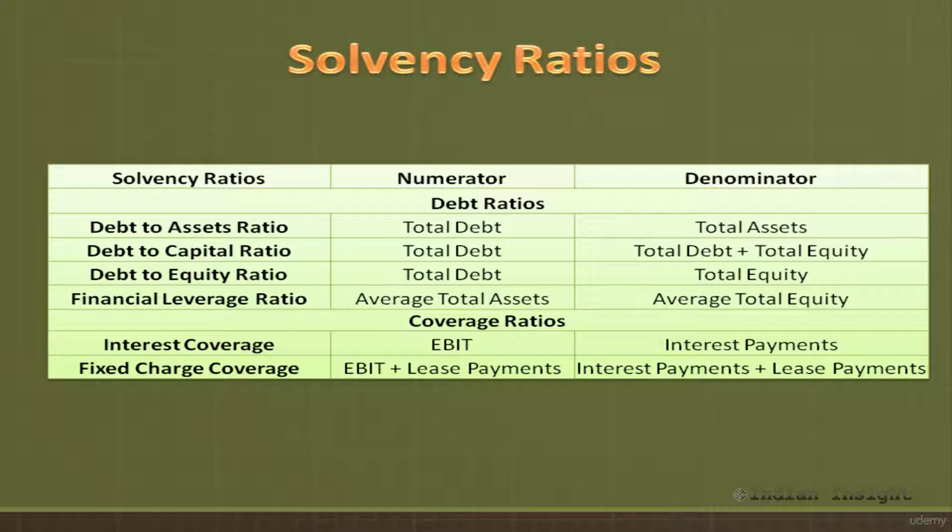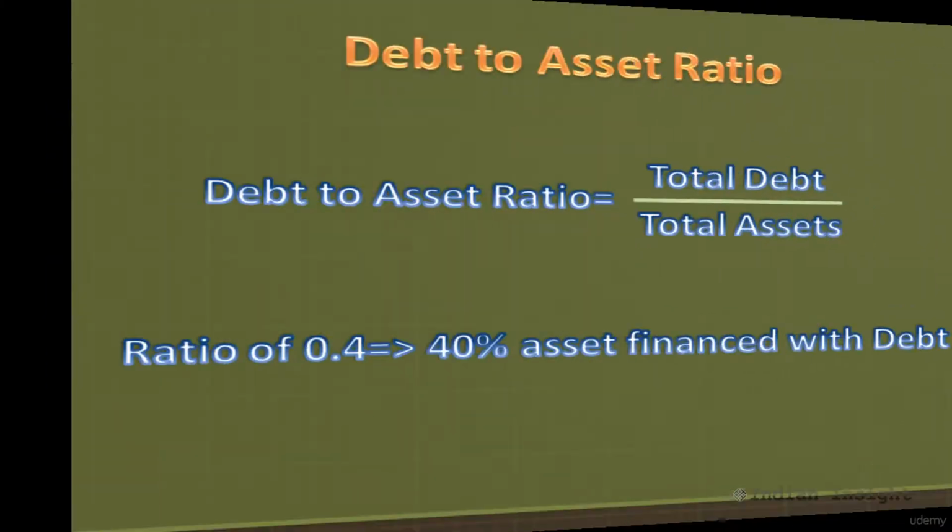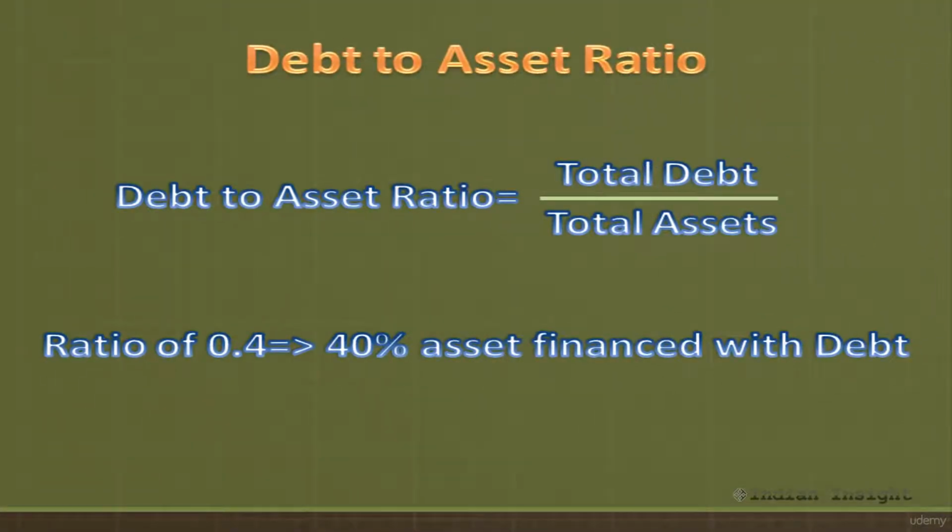Here we see commonly used solvency ratios. Let's look at them one by one. First is the debt to assets ratio. It is obtained by dividing total debt by total assets, and this ratio measures the percentage of total assets financed with debt. So a debt to assets ratio of 0.4 indicates 40% of the company's assets are financed with debt. Generally, higher debt means higher financial risk and thus indicates weaker solvency.